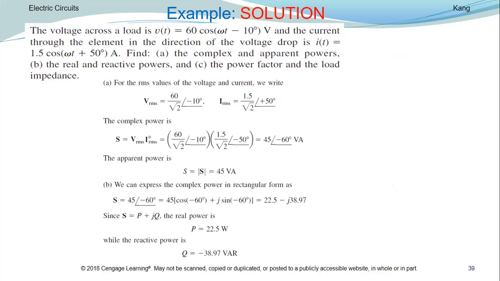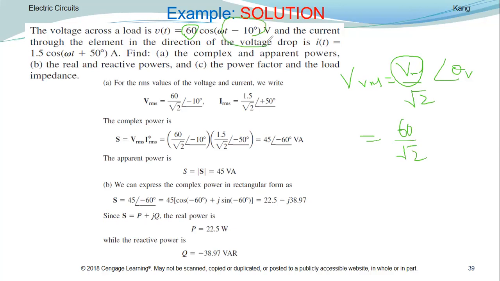Now the next example: the voltage across a load is this one, and we have to find the complex and apparent power, and the real and reactive power. So as we know, the VRMS value equals Vm divided by under root 2 with the phase angle theta V. So what is the value of Vm? Vm is 60 here, so it will be 60 divided by under root 2. What is the value of theta? Theta is minus 10, so it will be an angle of minus 10 degrees.